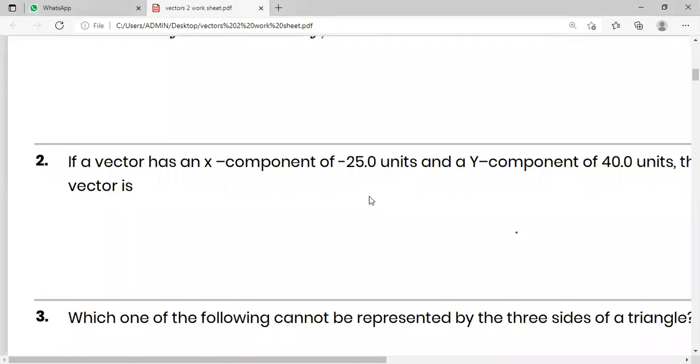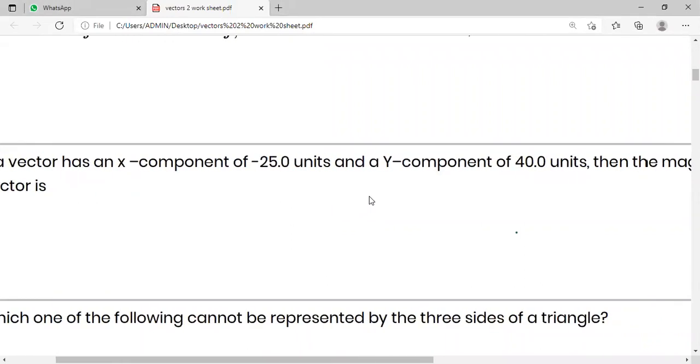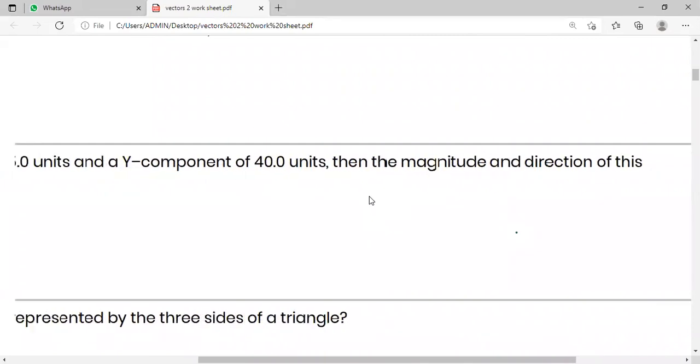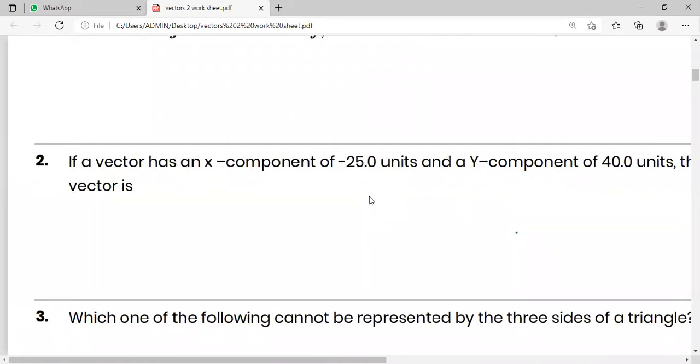See the question. If a vector has an x component of minus 25 units and a y component of 40 units, then what are the magnitude and direction of this vector? So how can you write the vector? Let me consider the vector as A bar only. The x component is given as minus 25, so you can write it as minus 25 i cap, and the y component is given as 40 units, so plus 40 j cap.